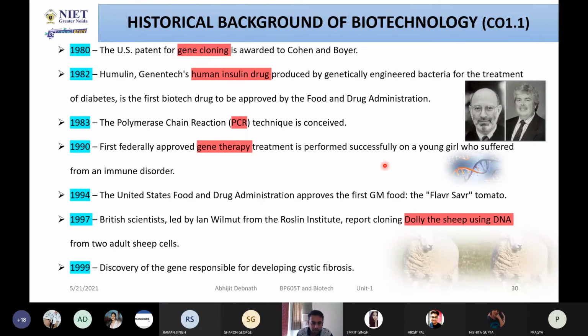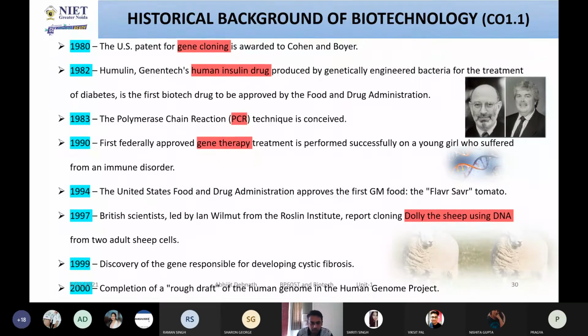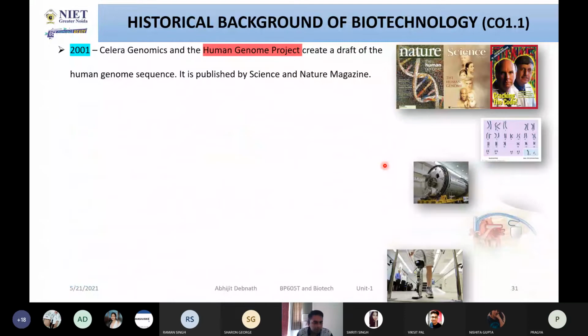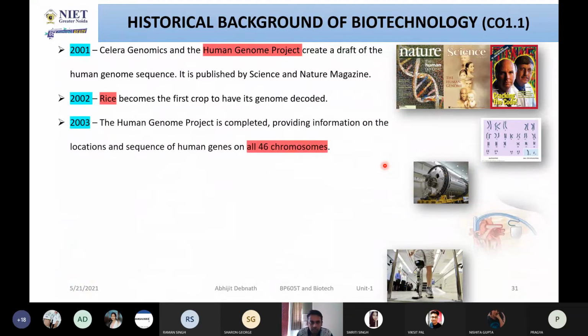And then after some time, people identified the gene responsible for cystic fibrosis. And then the rough draft of the Human Genome Project was completed and published in 2001. After some time, rice was the first crop to have its own genome decoded. Then our Human Genome Project was completed. We are already aware that we have 46 chromosomes, but within those chromosomes, the genetic code that is present was completely identified and published.